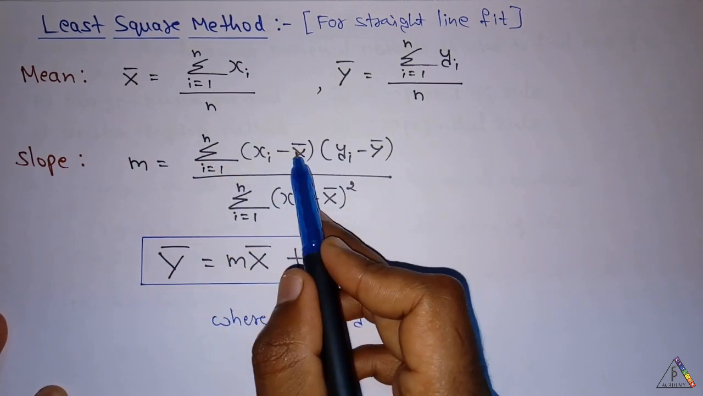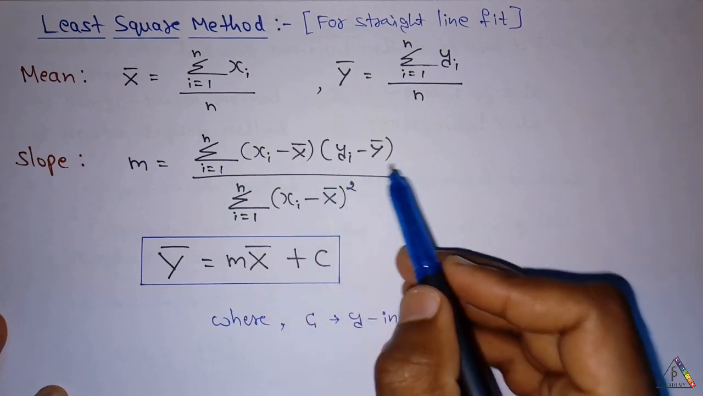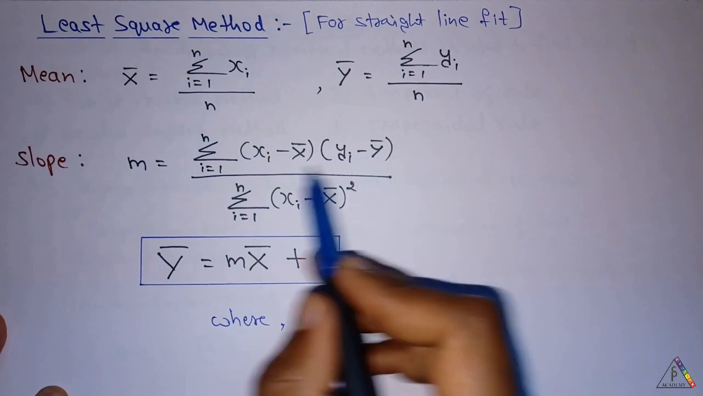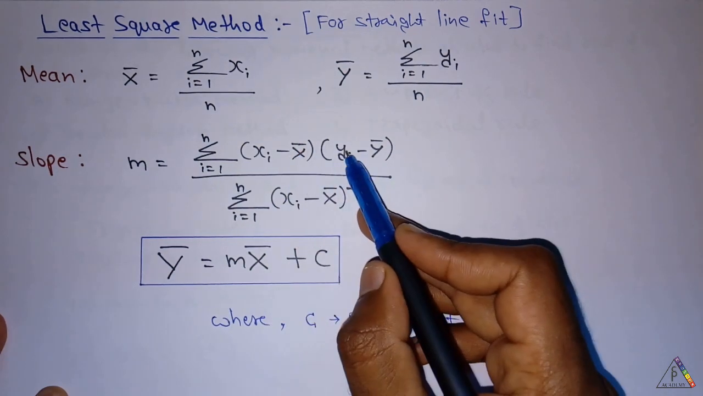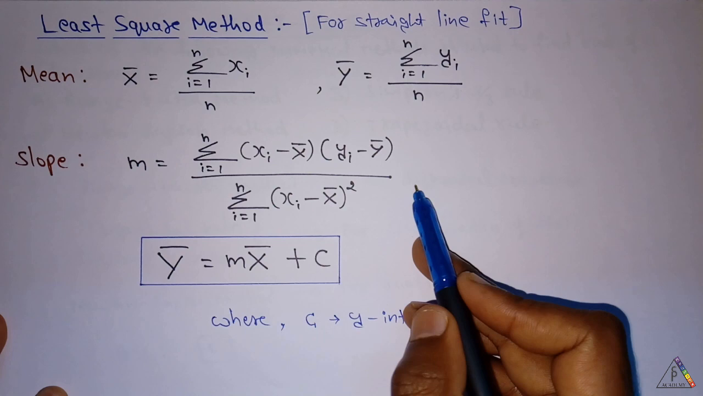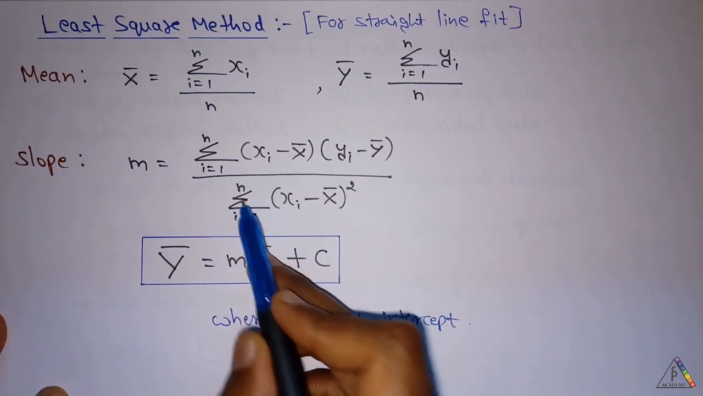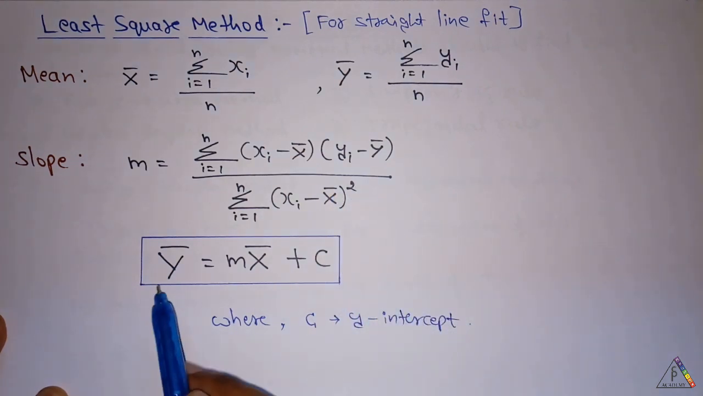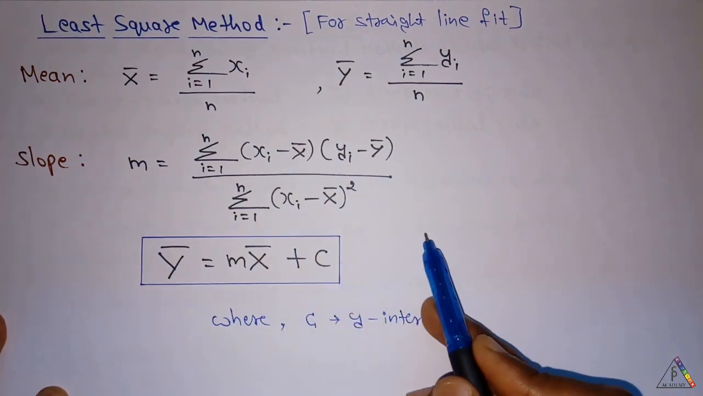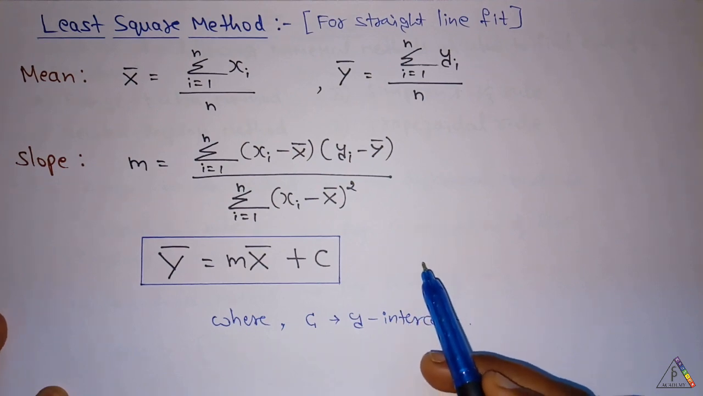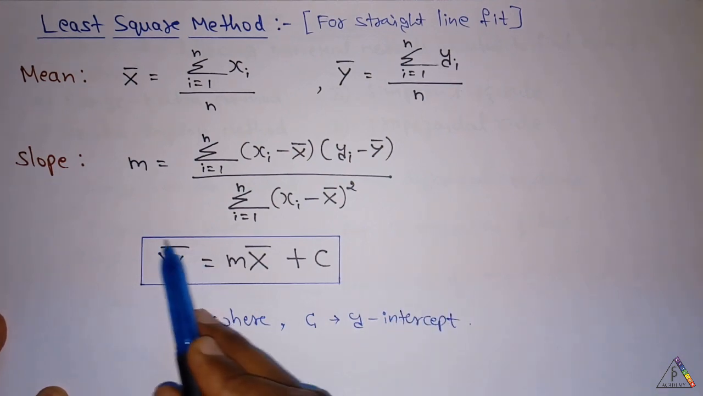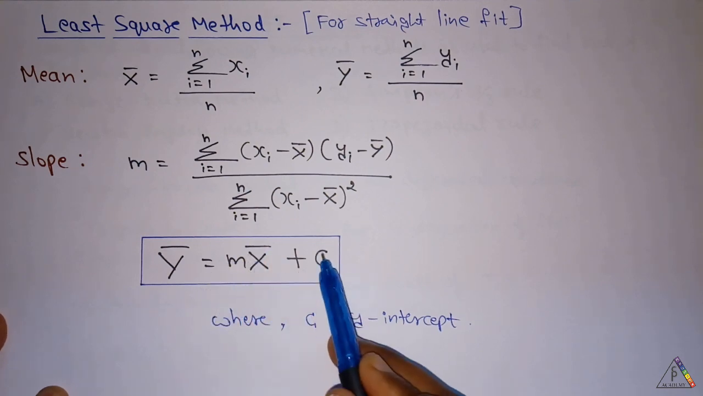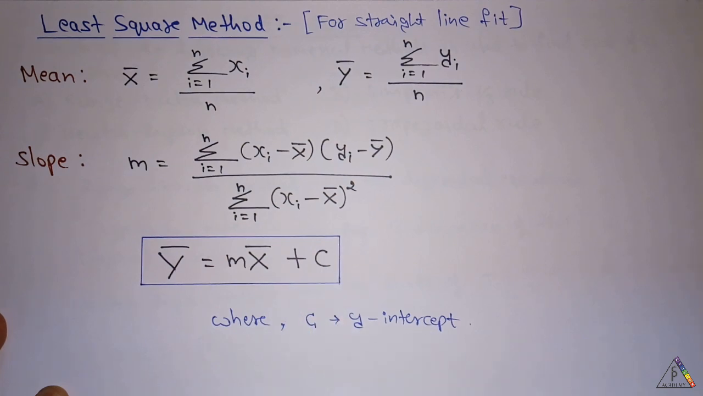xi minus the mean of the arguments, into yi minus the mean of the entries, divided by the summation from i equals 1 to n of xi minus the mean of the arguments, whole square. And this is the straight line equation for the least square fit method, that is, the mean of the entries equals slope into the mean of the arguments plus c, where c represents the y-intercept.